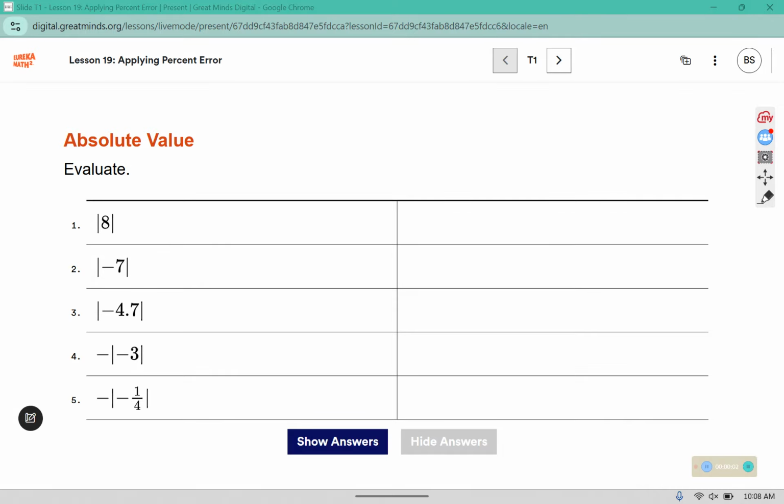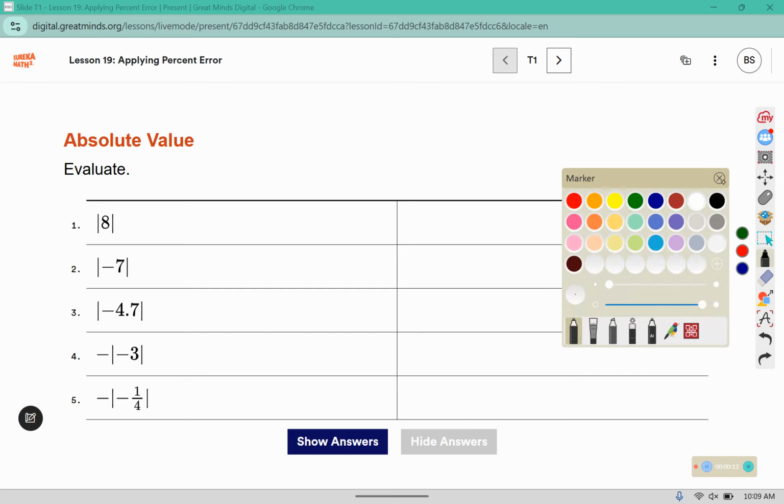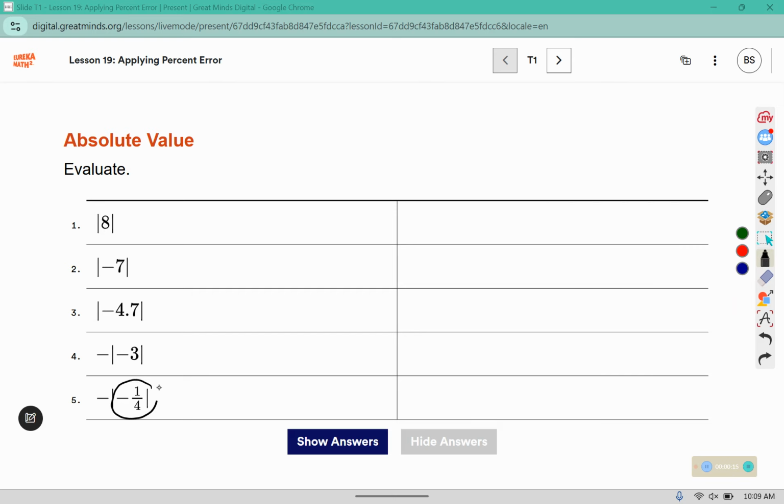Here we are going to evaluate. Recall that those vertical bars represent absolute value, which is the distance from 0. So here I have that negative 1/4 is 1/4 from 0. And then this negative on the outside says to do the opposite of that. So we get back to negative 1/4.